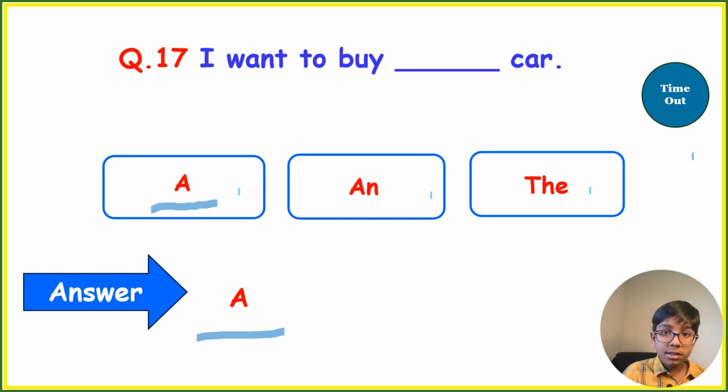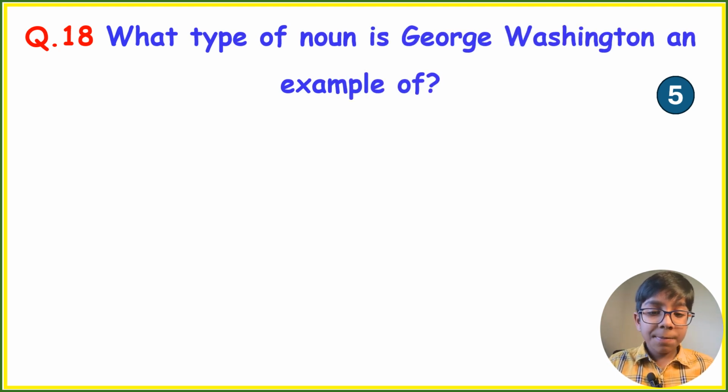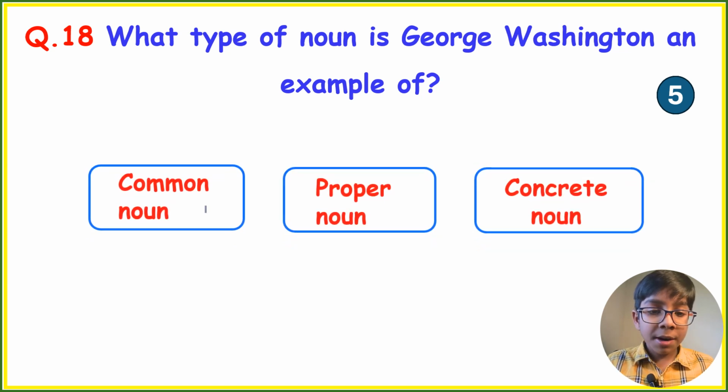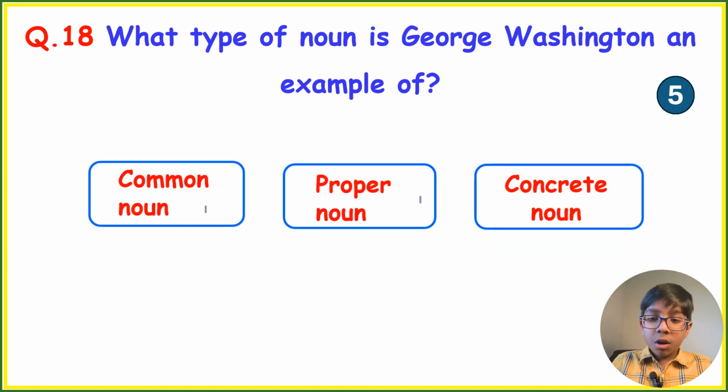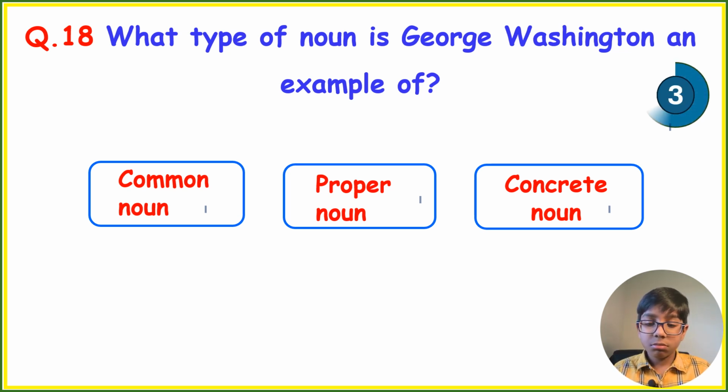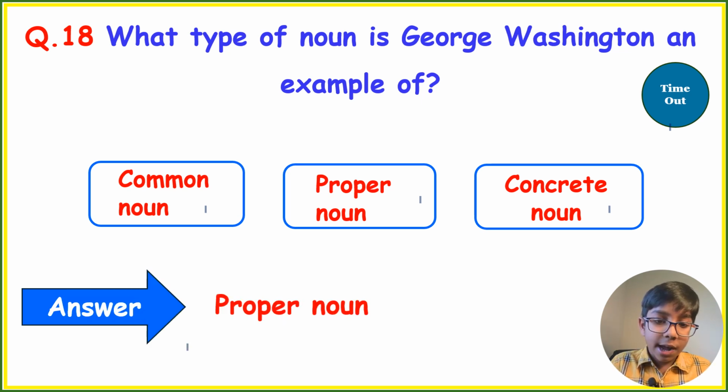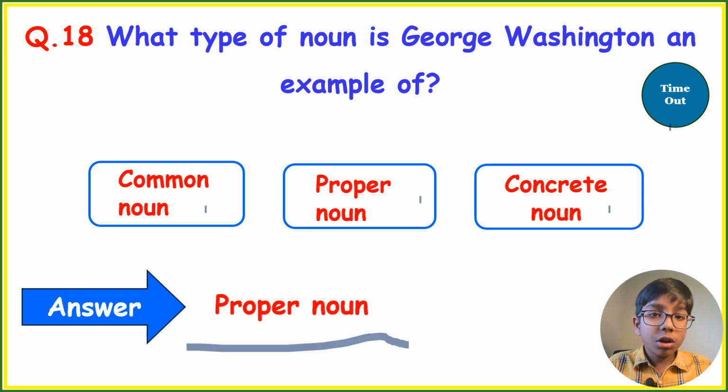Your next question is: what type of noun is George Washington an example of? Common noun, proper noun, concrete noun. Your time starts now. Answer is proper noun. George Washington is an example of a proper noun because it specifically names a unique individual.